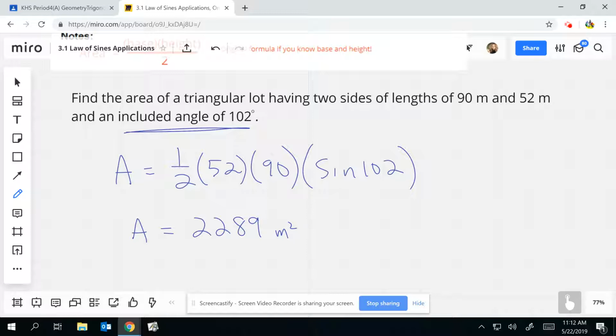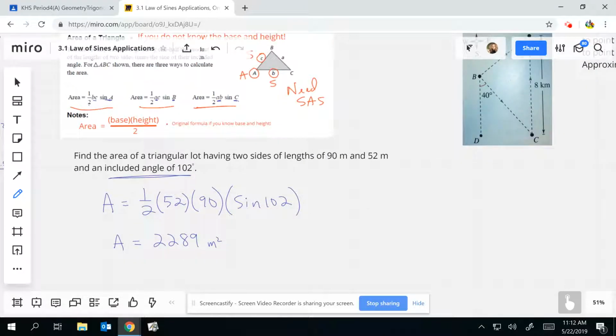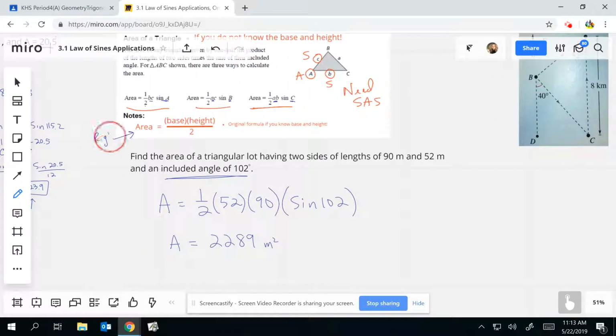You will have at least 2 area problems on the test. Those are that easy. It goes right in. If they give you the two sides and the included angle, then boom, you can put it right in your calculator: 0.5 times 52 times 90 times the sine of 102. If you put that right in your calculator, you'll get 2289 when you round it off to the whole number. So that one shouldn't be hard. And keep in mind that if you have a right triangle, you are going to use the base and height formula, because your two legs are your base and your height. Okay, so just keep that in mind.